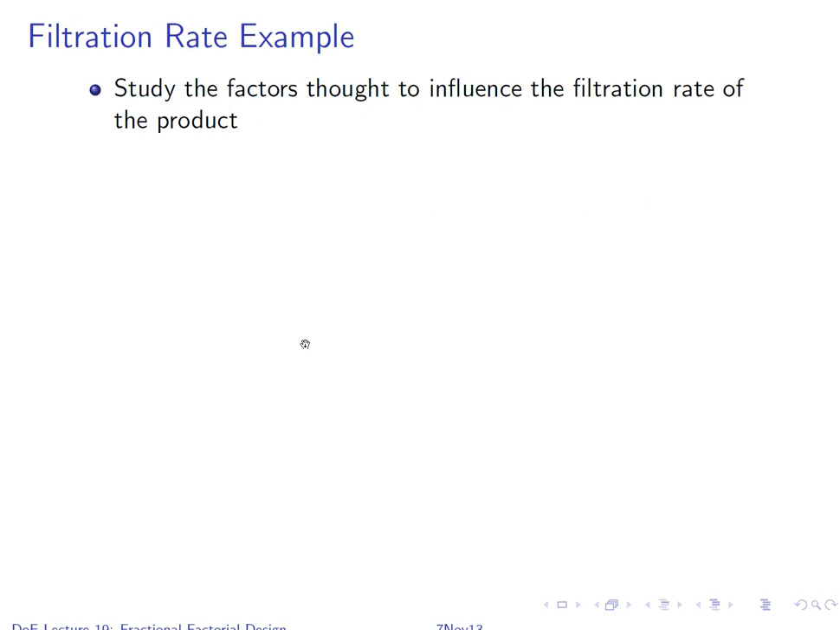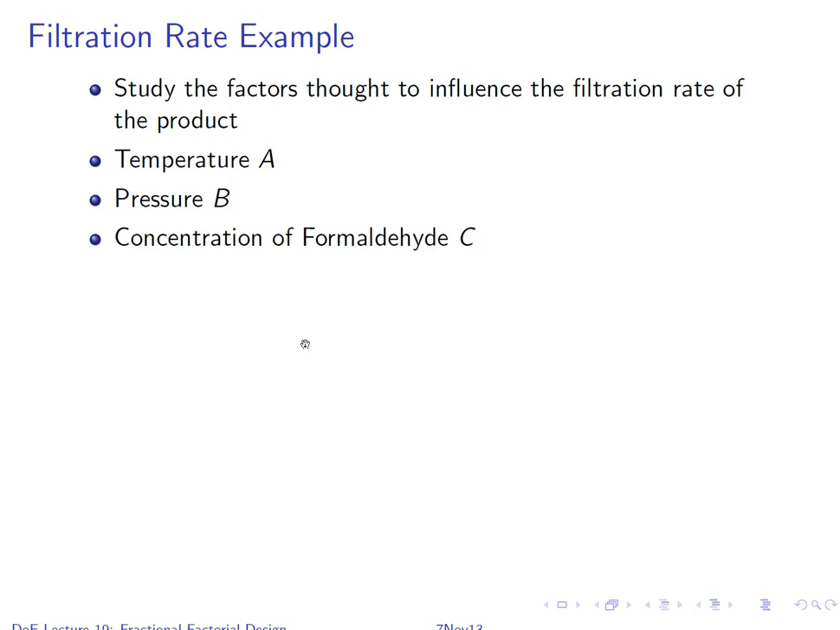demonstration of using FRF2. So this is an example of filtration rate, and we're studying the factors that may influence filtration of a product. And so this might be something you find in chemistry or a chemical engineering laboratory, or even bioreactors if you happen to be in the field. So a number of factors that may influence would be temperature, pressure, and so both of these influence flow, concentration of formaldehyde, and stirring rate.